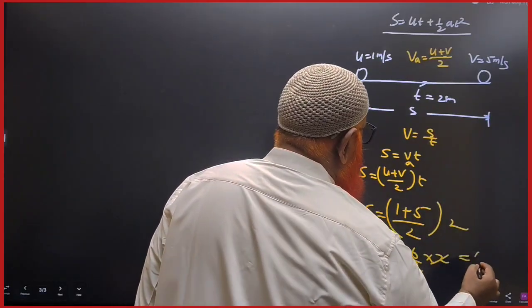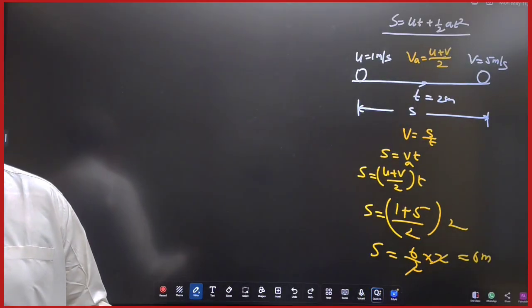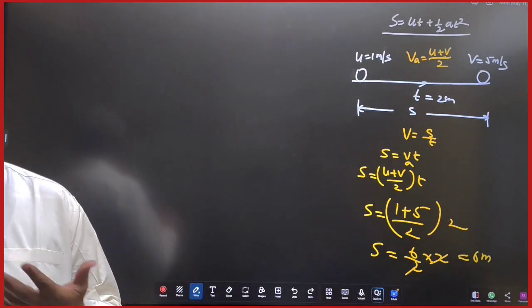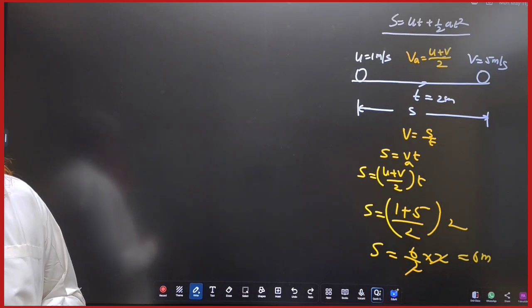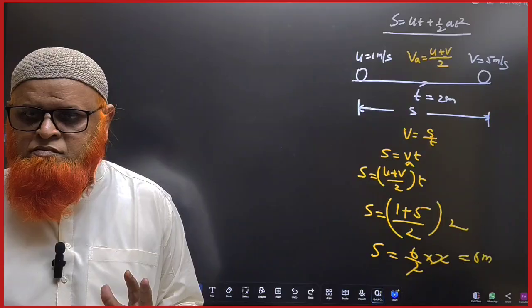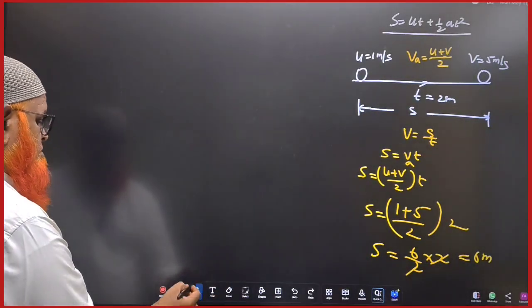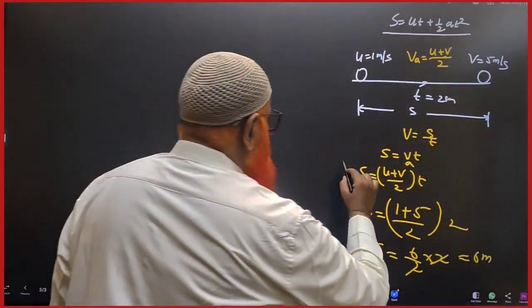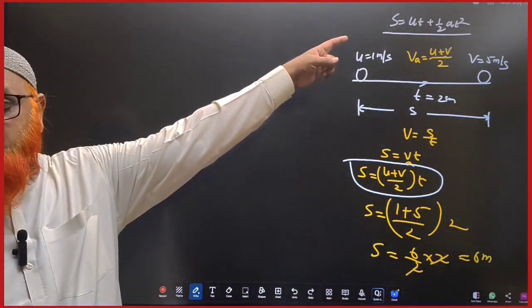The 2 gets cancelled. So your body has traveled, your car, your bike, your ball, football, volleyball, handball, whatever it may be, except head ball, all are moving with this displacement. You got the displacement now? Yes. Now, this is a basic formula. But I need to derive what is ut plus half at square.